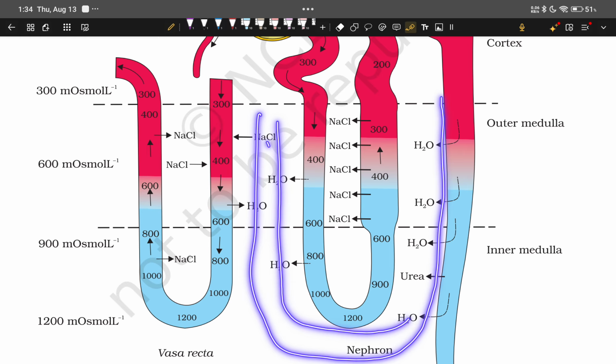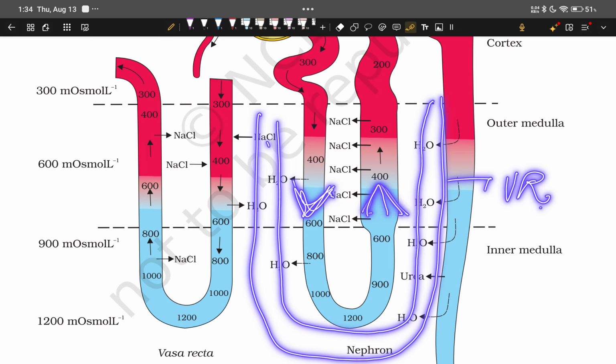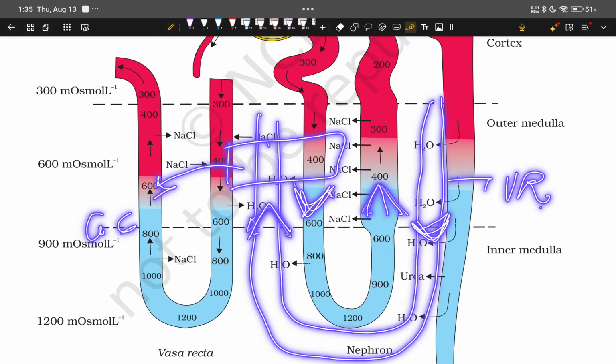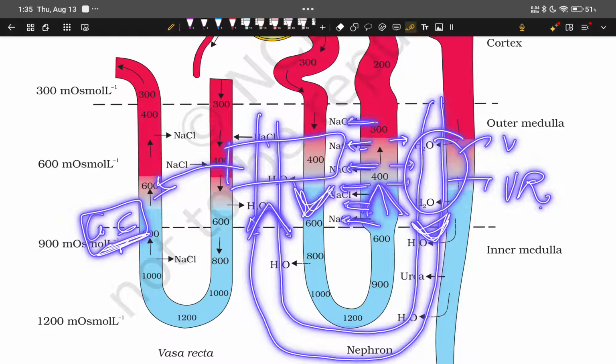So let's draw, this is vasa recta. This is the descending limb of loop of Henle, ascending limb of loop of Henle. This is the ascending limb of vasa recta, and this is the descending limb of vasa recta. That is why there is counter current in their proximity, also counter current. So what I'm saying here is that first of all NaCl is removed out, NaCl is given to the interstitium by the ascending limb of the loop of Henle, and then it is exchanged with the descending limb of vasa recta, right?